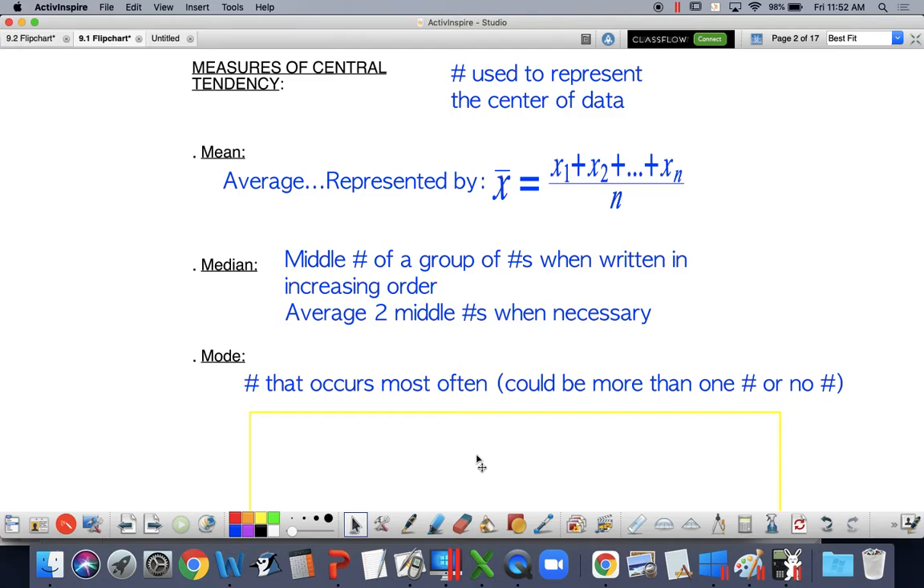The last one is called the mode. The mode is the most. What number appears most often?